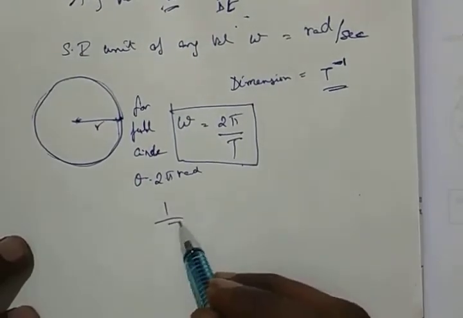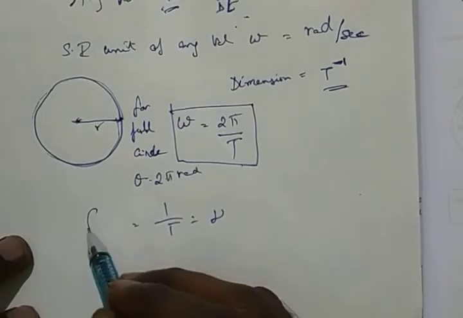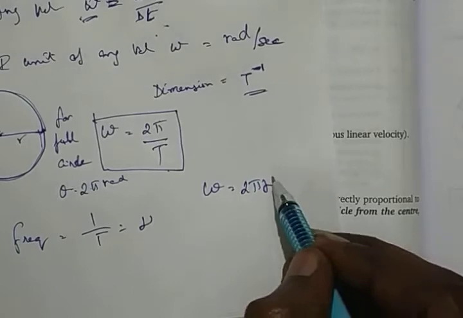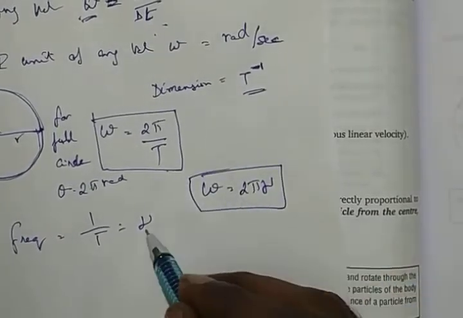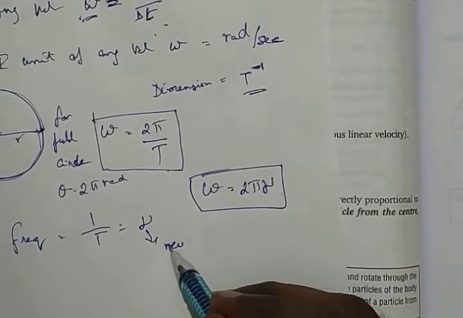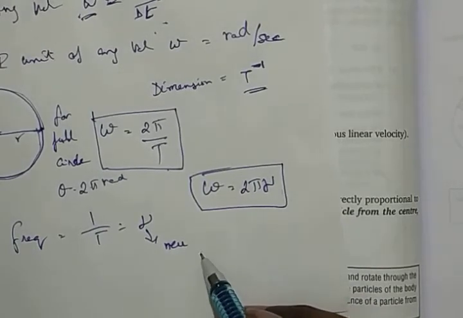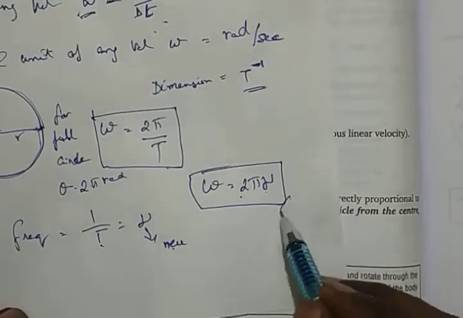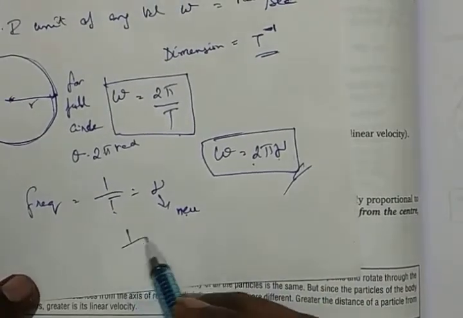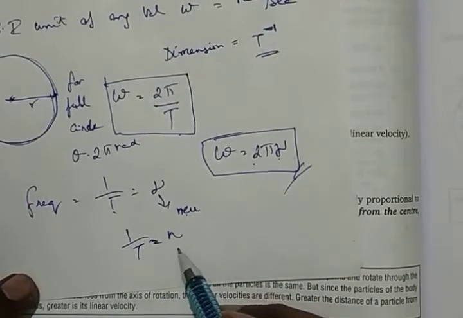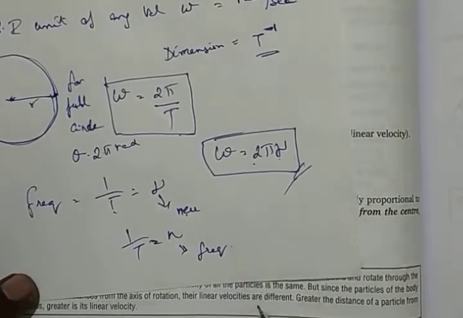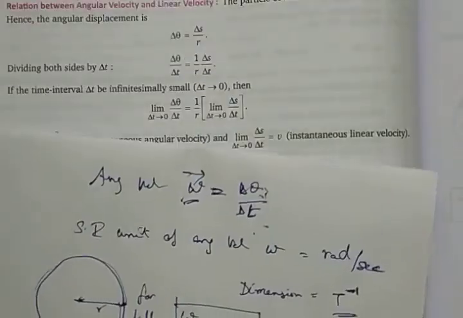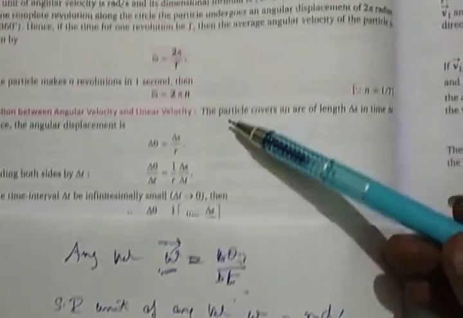Now we already know 1 by T is equal to frequency. Frequency is equal to nu. So omega is also written as 2 pi into nu. This is called nu. Please remember nu. What is nu? 1 by T. Frequency. 2 pi nu. Some of them say 1 by T is equal to N. N is also called frequency. N also can be put. But the standard is 2 pi nu. Here they have put N.